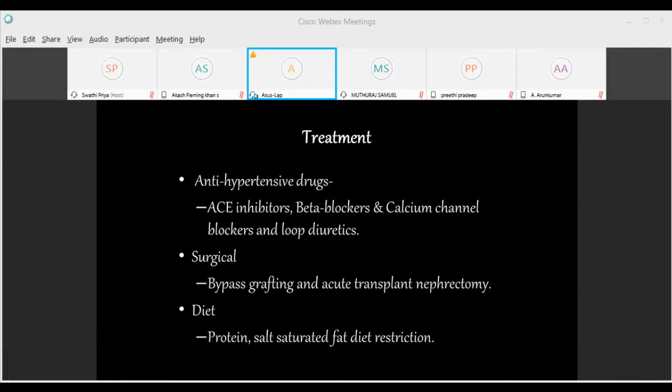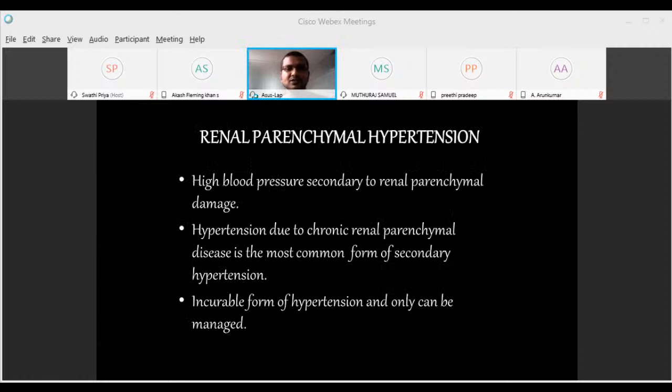Okay, next, coming to renal parenchymal hypertension. That is a high blood pressure secondary to renal parenchymal damage, that is, due to the damage in the kidney that causes high blood pressure. Hypertension due to chronic renal parenchymal disease is the most common form of secondary hypertension. It is an incurable form of hypertension and can only be managed.